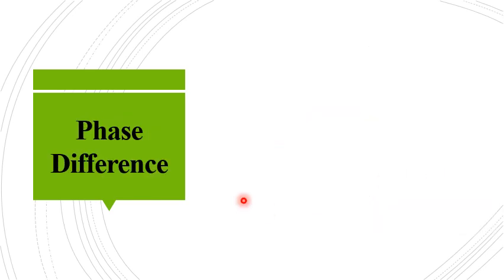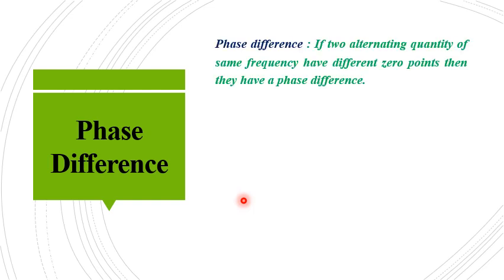Then another term is phase difference. The phase difference is usually calculated for two waveforms having the same frequency.